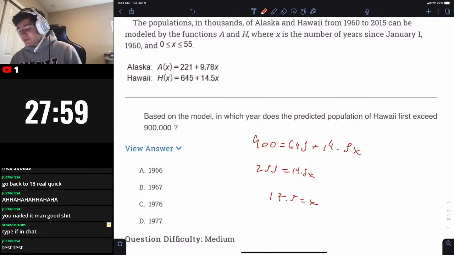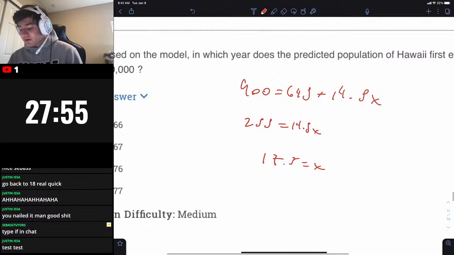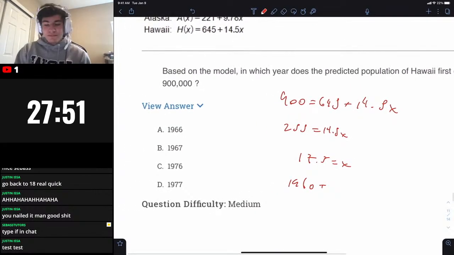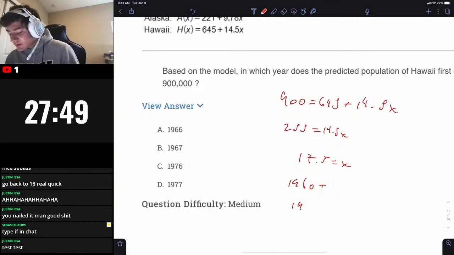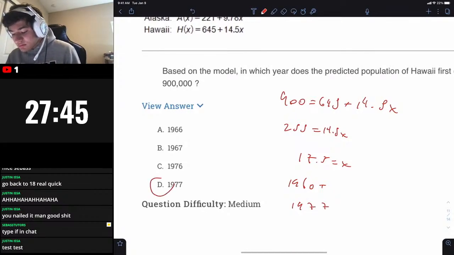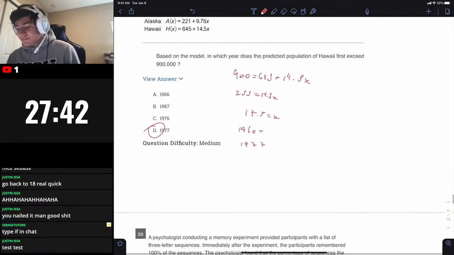So we need 17 years after 1960. Remember, because this is in years after 1960, so 1960 plus 17, which would be about 1977, D. Yeah, that was an interesting problem.